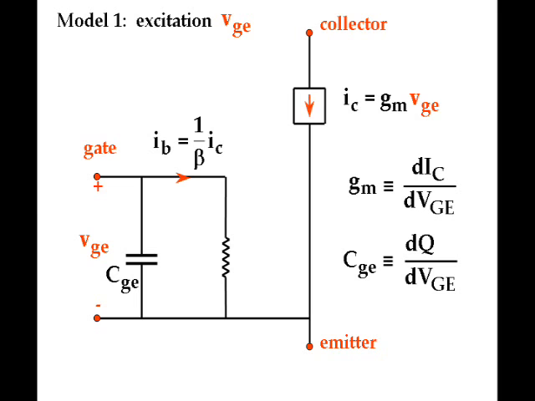This model and its following descendants is valid up to frequencies whose period is longer than the transit time tau t. Qualitatively speaking, if you've stuffed in a charge Q but yank it out in less than the transit time, the collector doesn't know what happened.